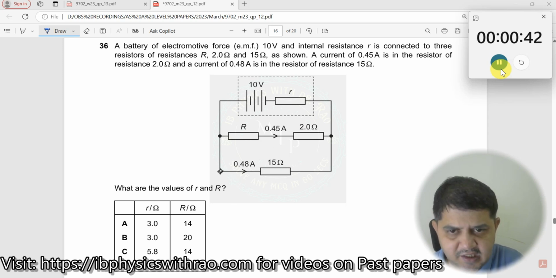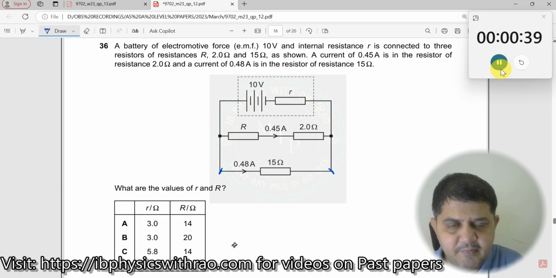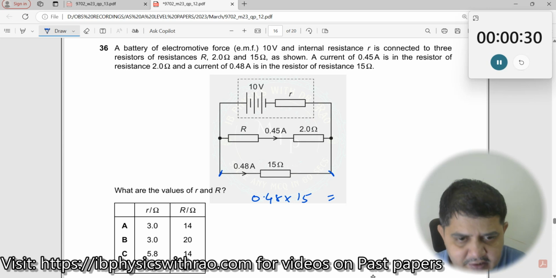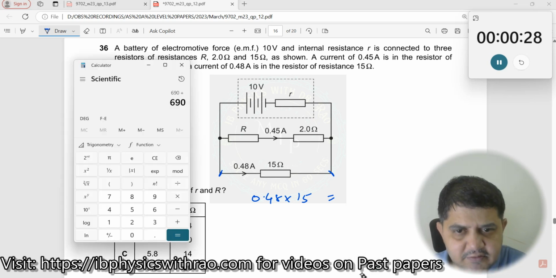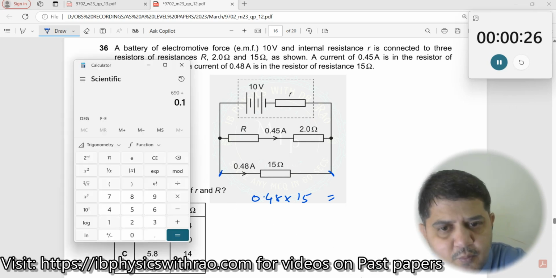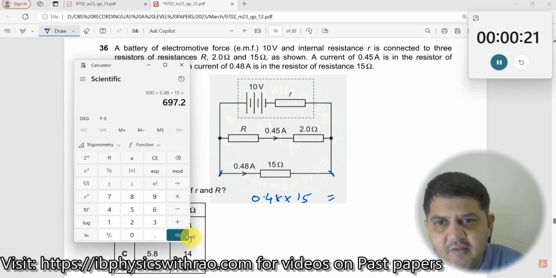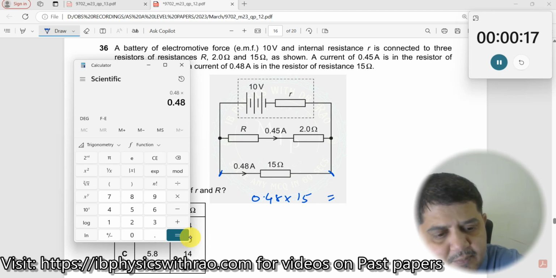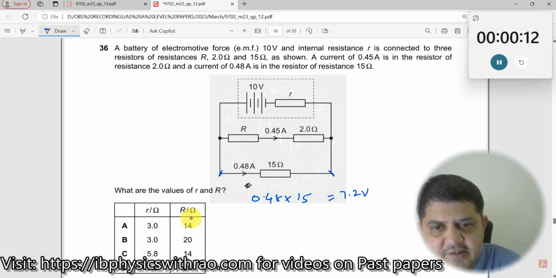What we do is, first let us find out what this voltage is. This is the terminal potential voltage, which is nothing but 0.48 multiplied by 15, I into R, Ohm's law applied. How much do I get? Let me take up my calculator. 0.48 multiplied by 15 will be 7.2 volt. So 7.2 volt is your terminal potential difference at this point.